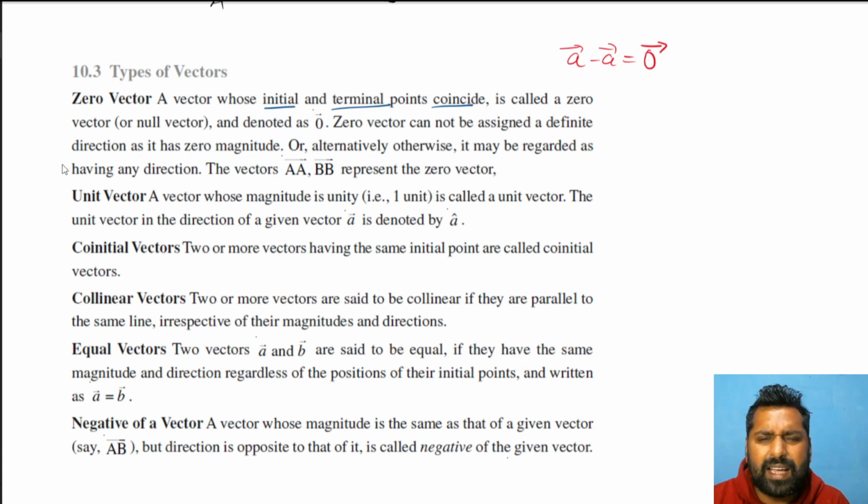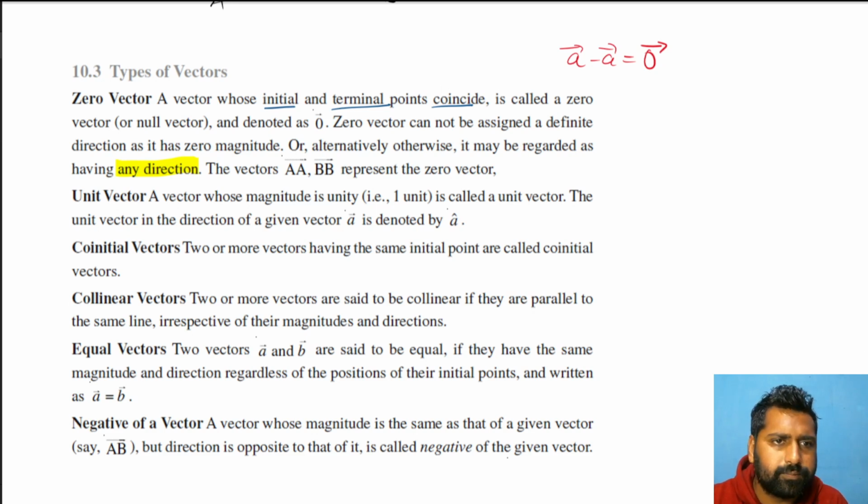If we talk about direction, a dot cannot have a sense of direction, so it can have any direction. So zero vector can be regarded as having any direction. We cannot be sure about it. Now comes the relevant part, unit vector. So what is a unit vector?